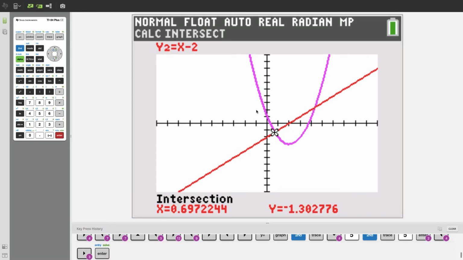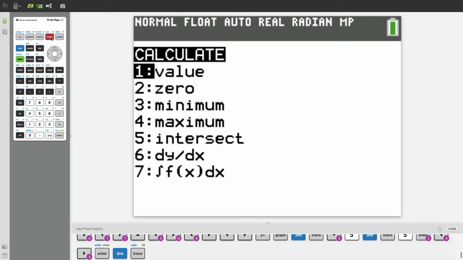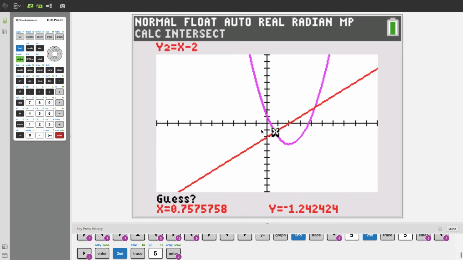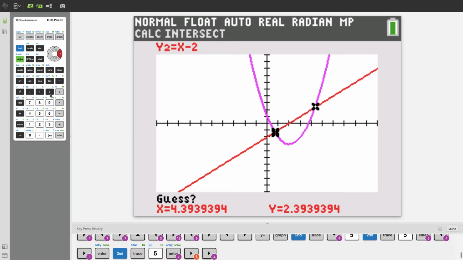Okay, now we're going to do it again. So I have to hit second trace. I'm looking for intersect. So I hit 5. And it says first curve, you hit enter. And guess what? It's going to jump to the second curve. And you hit enter. And I don't want the same intercept, do I? I need to go closer to that one. And then hit enter. I got approximately 4.30 and 2.30.